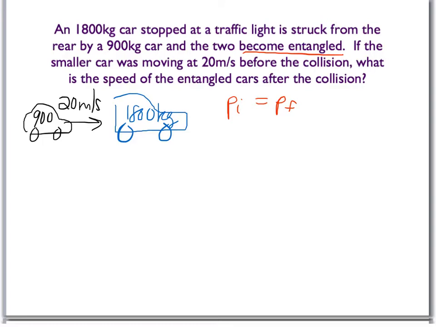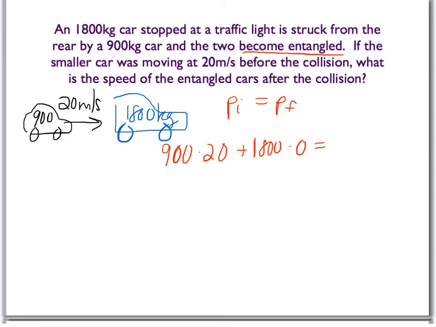What that means is we're going to look at the initial momentum coming into the problem. So before the wreck actually occurs, we have the smaller car moving at 20 meters per second. So its momentum would be its mass times its velocity. We have the larger car, which was sitting at rest, so its mass times its velocity.